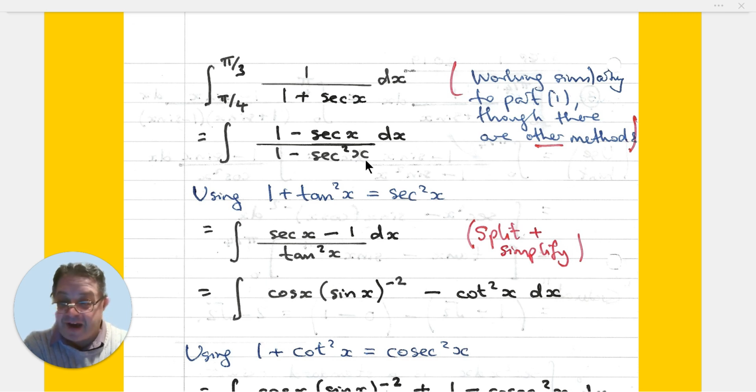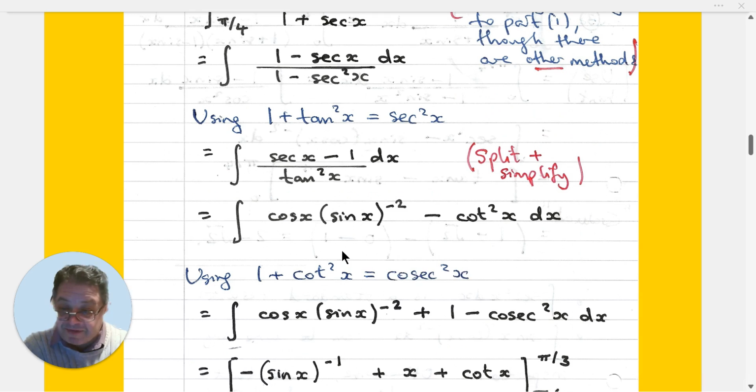Now there are two common facts about sec squared. One of them we've already used, which is that it integrates to tan x. The other is that 1 plus tan squared equals sec squared, and we're going to use that here to change the integral into sec x take 1 over tan squared x. Then we can split and simplify. So we have the integral of cos x times sine x to the minus 2, which we can do by inspection, take cot squared x.